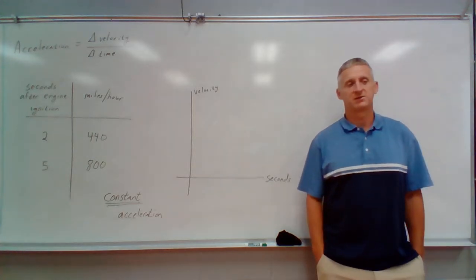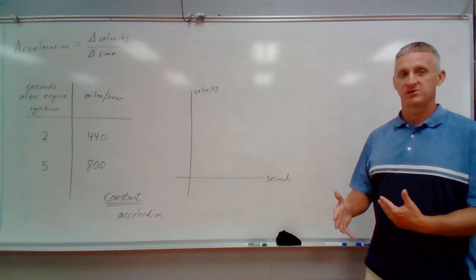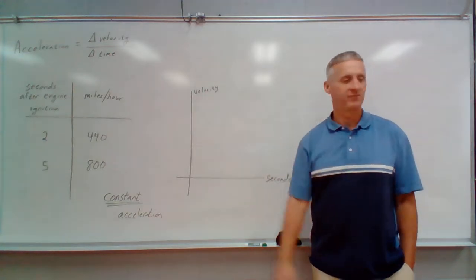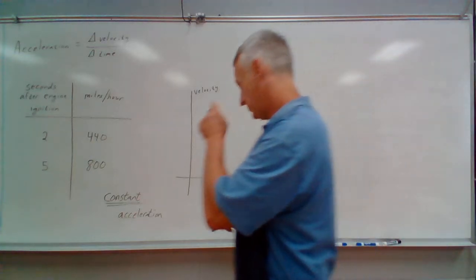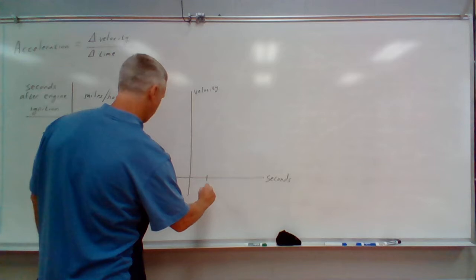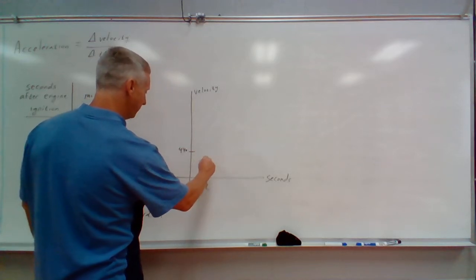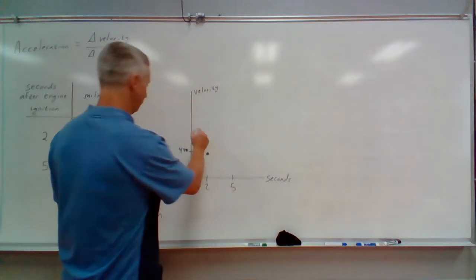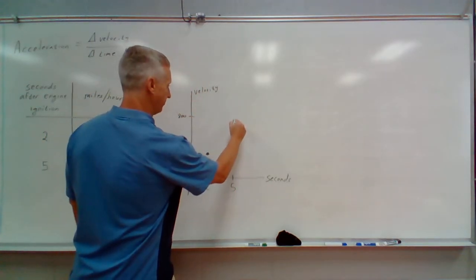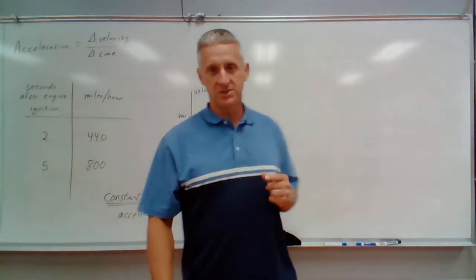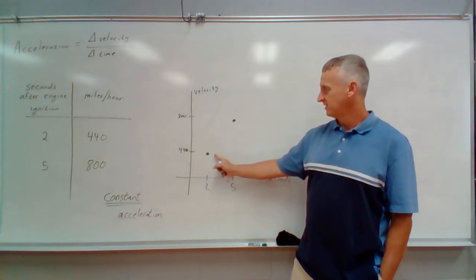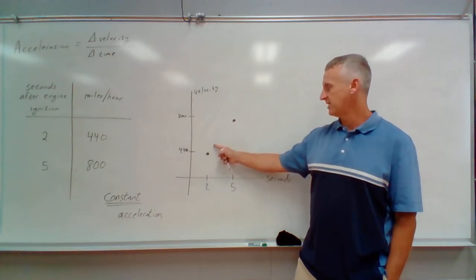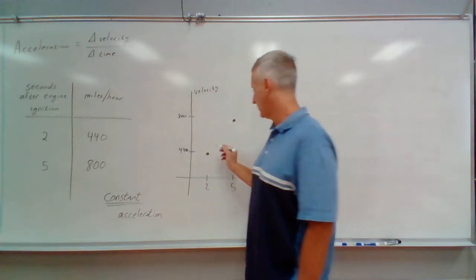Okay, let's say that they have a constant acceleration. Okay, so their acceleration will always be the same. Their acceleration won't change. Let's make a graph of this. So we're going to put seconds on the horizontal axis, velocity on the vertical axis. So at 2 seconds, I'm going 440 miles per hour. At 5 seconds, I'm going 800 miles per hour. Okay. If the acceleration is constant, then that means for every increment of time, our velocity will increase by the same amount. So if we go 1 second, our velocity will go up by the same amount as the next second that it goes up. So that'll create a straight line.